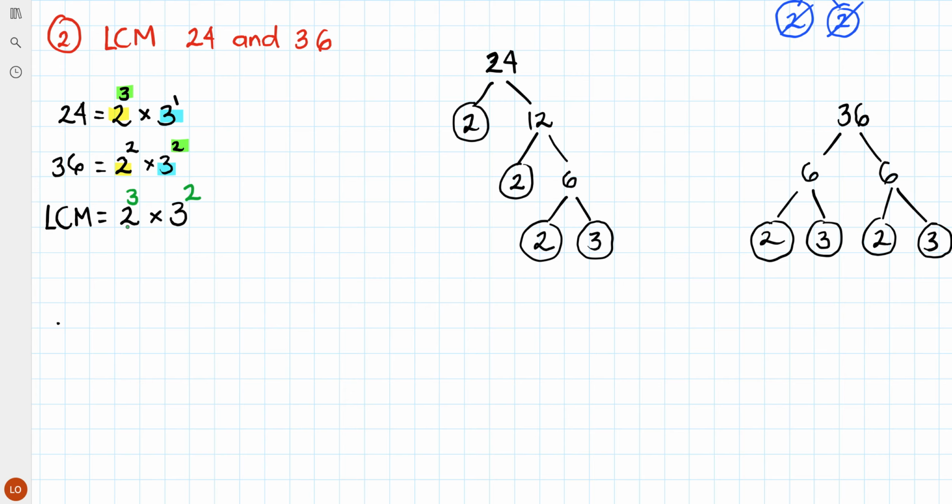Wonderful. Now 2 to the power of 3, 2 cubed, is 8, times 3 squared, which is 9. So this one is going to be 72. Okay, the lowest common multiple between 24 and 36, which makes sense if you make some calculations here. 24 times 3 is going to be 72, and 36 times 2 is 72. So that's the lowest common multiple between these two.